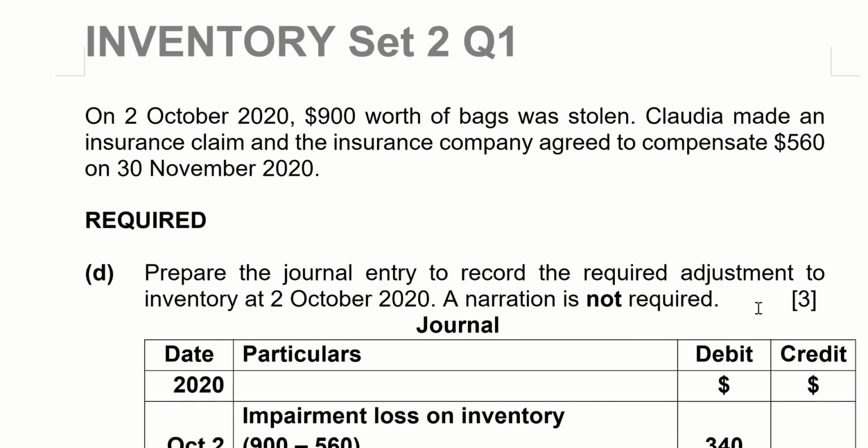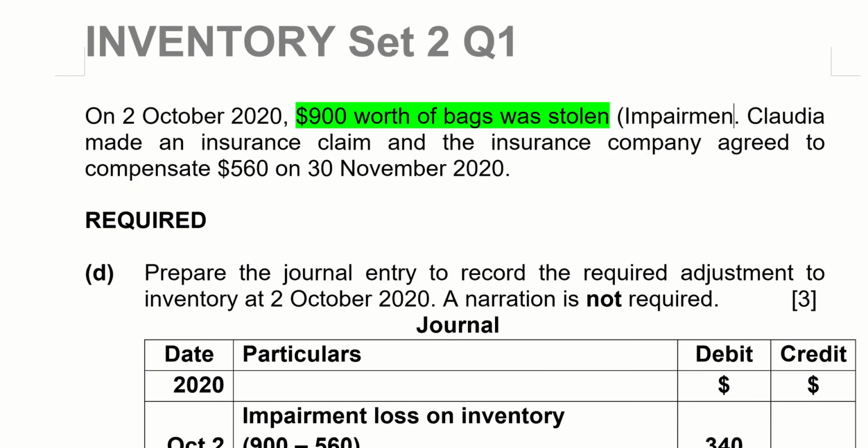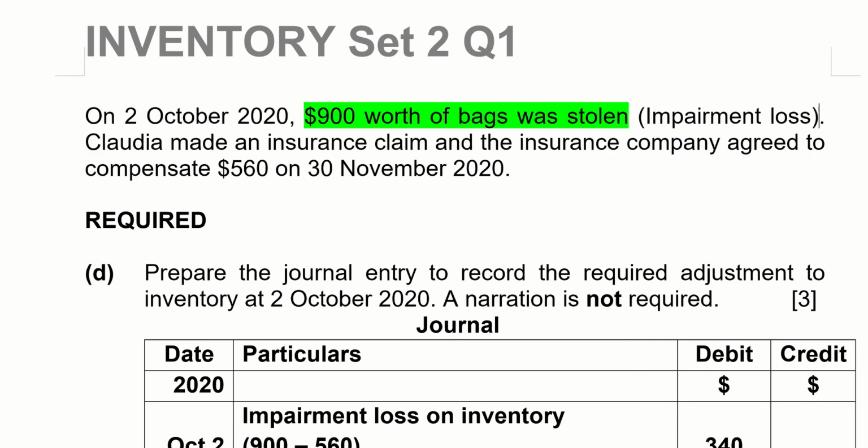So how should you do that? Now, this $900 of bags that was stolen, this is actually the impairment. All right, the impairment loss amount. Because this bag is stolen, you cannot sell it anymore, and this amount is lost to you. So this is the impairment loss.